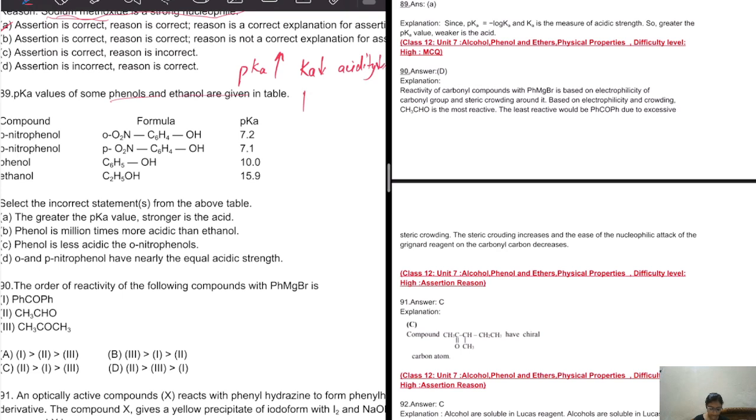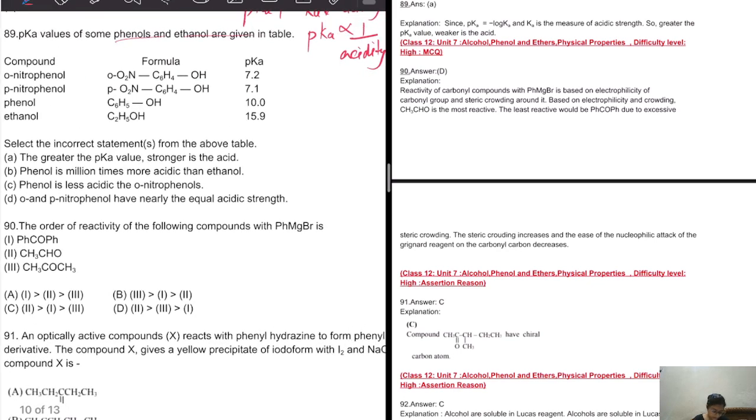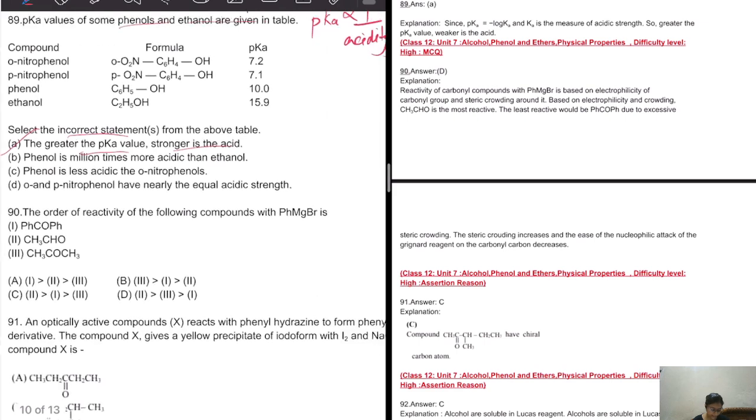Okay. So pKa is inversely proportional to acidic strength. Now let's see the statements. The greater the pKa, we have to tell the incorrect statement, okay? The greater the pKa value, stronger is the acid. This is false. Now we know why.